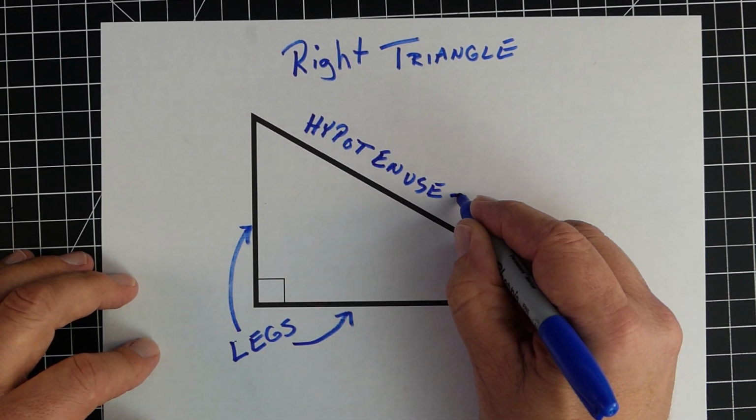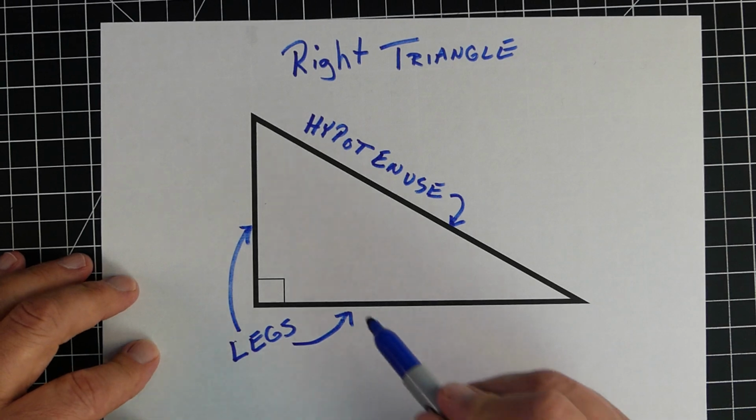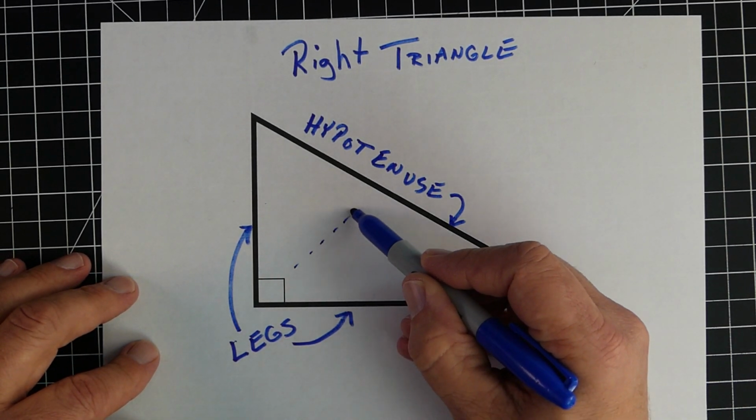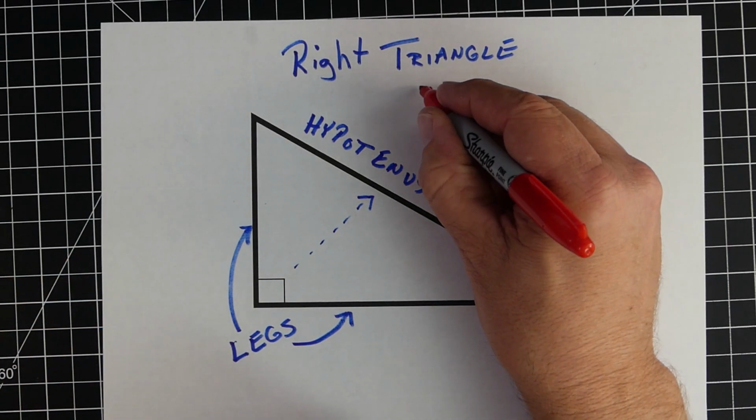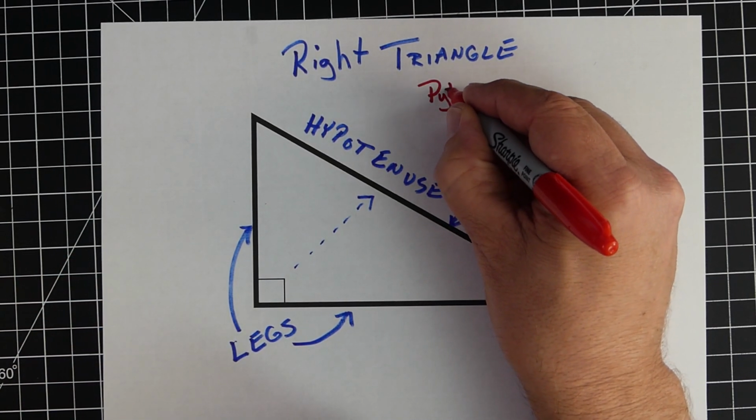Now the hypotenuse is sort of directly across from the right angle. So if you look right across from the right angle, there's your hypotenuse. So those are our three sides. Legs are the short sides, hypotenuse the long side.